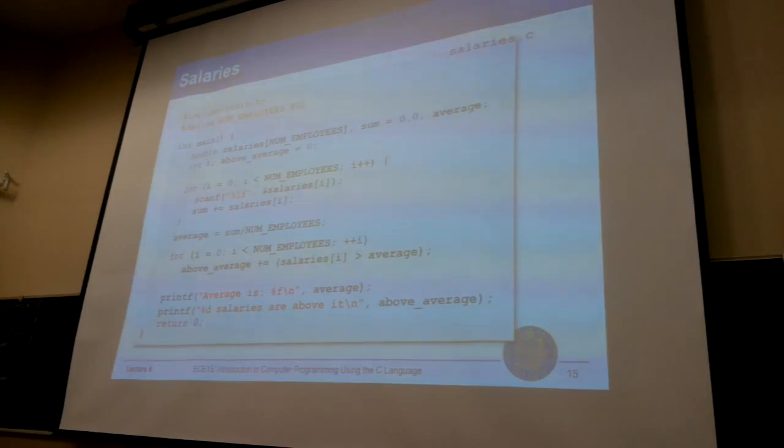Any other questions about this program? The second for loop where it says salaries I is greater than average, does that just say if it's true or false, so like 0 or 1? Yeah, so this is a logical expression. So if it's true, it returns true, which is numerically 1. And if it's false, it'll return 0. And so this is a simple way to count.